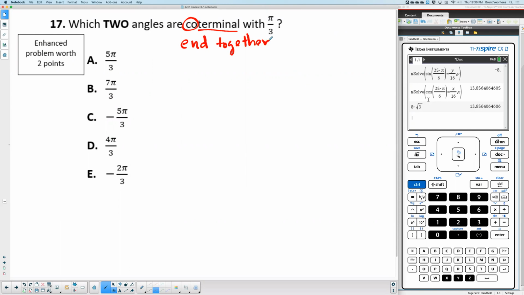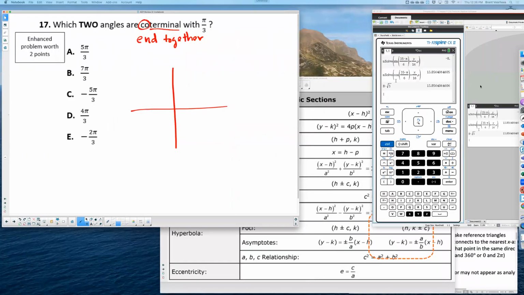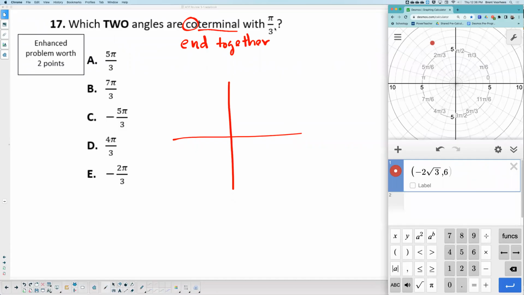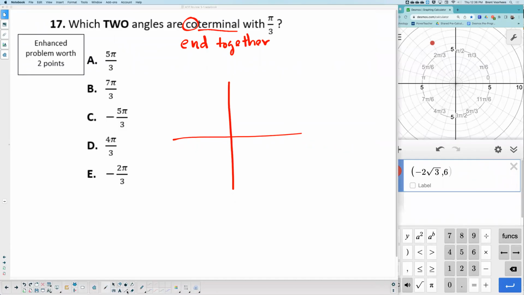If you looked on the graph, we could go to Desmos if we wanted to. I'm going to go to Desmos here. Where does pi over 3 end? First quadrant, good. Up here somewhere. So I'm going to say that right there is pi over 3. What we're looking for are answers that end together.